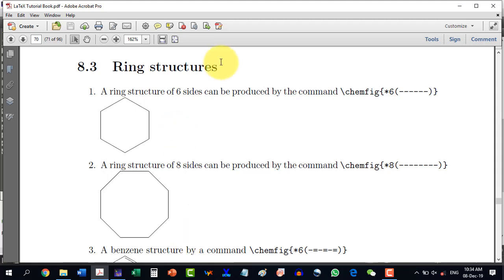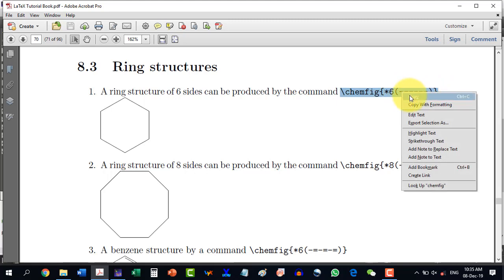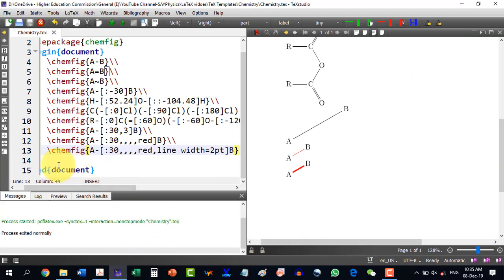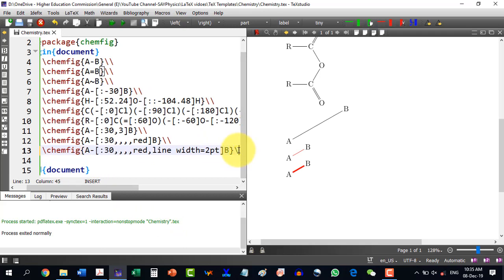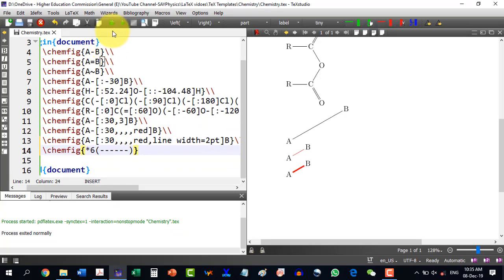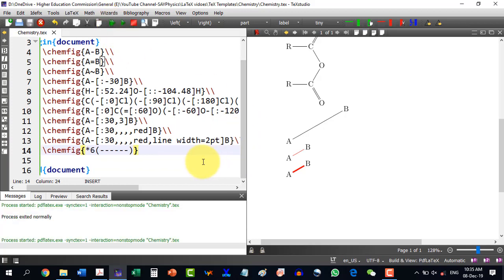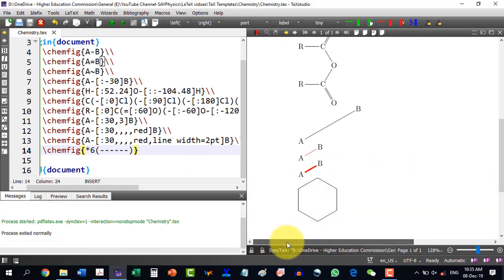Now a ring structure can be produced by the command \chemfig and then *6, and in parentheses I will define the number of sides. So if I want 6 sides, then it is 6, and here 1 2 3 4 5 6, and 6 will be here as well. So this command will actually execute the ring structure containing 6 sides, which is a hexagon, in other words. And here it is. So it will execute a hexagonal structure.